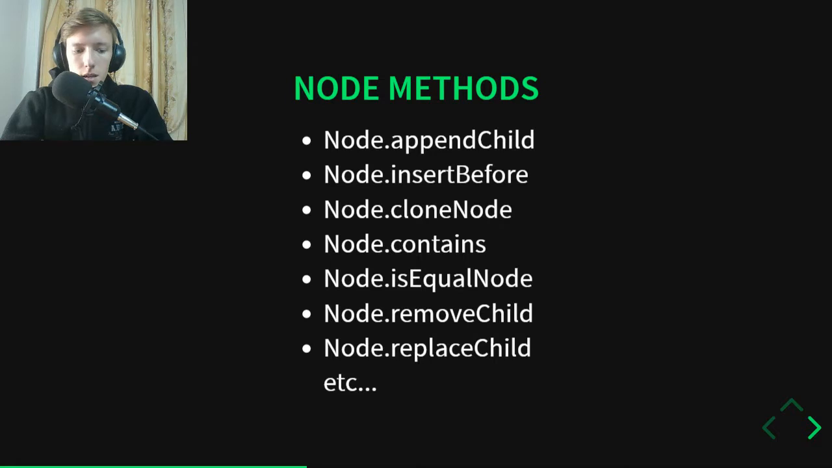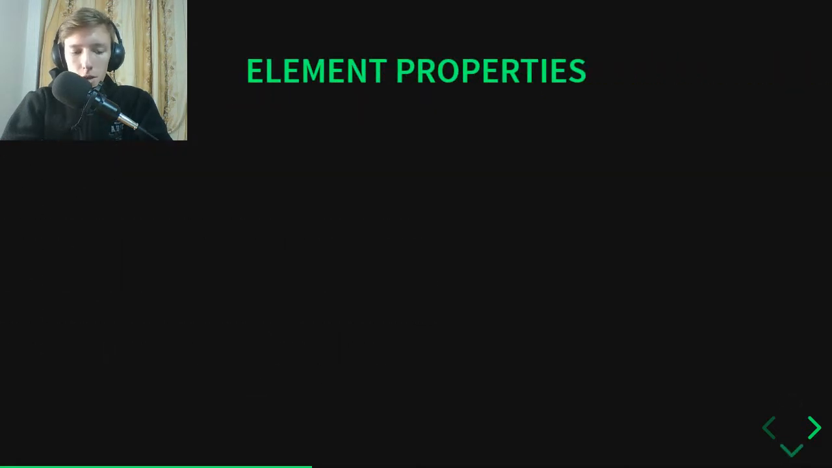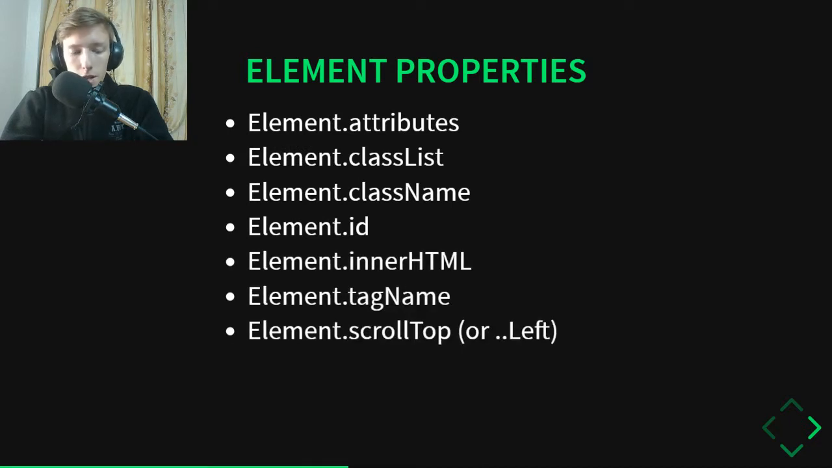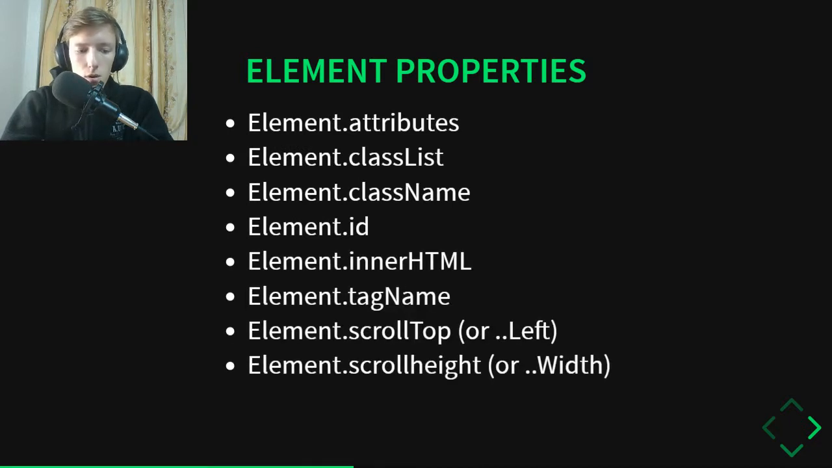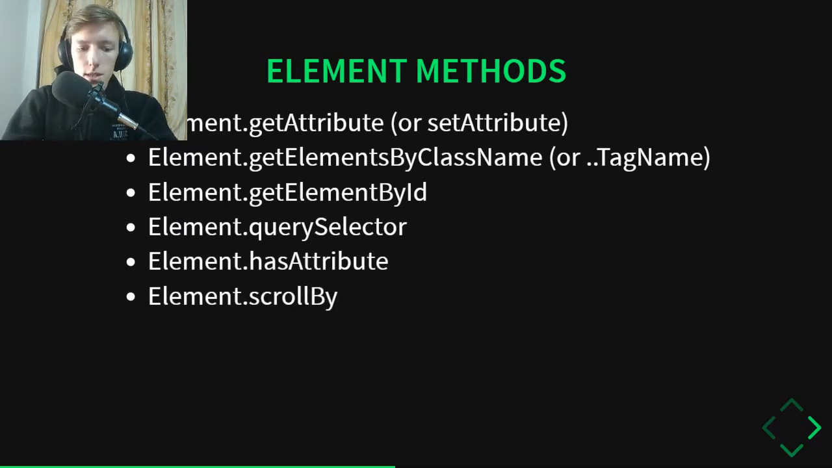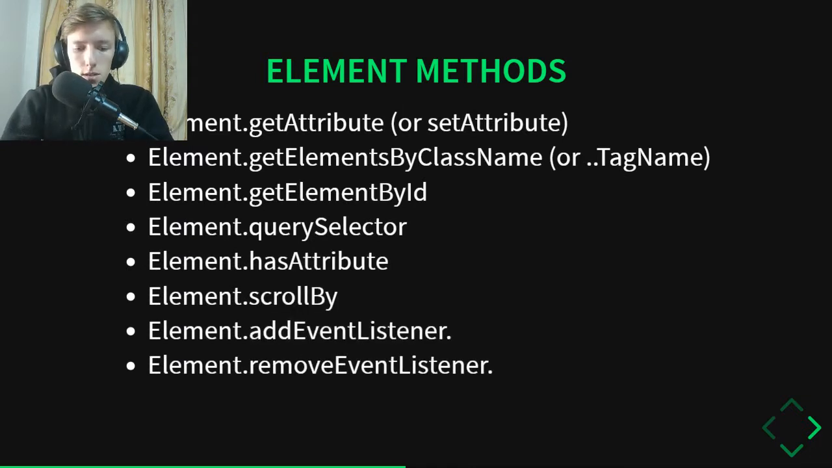Element has its own properties and methods. We can get an object of attributes, a list of classes, ID, or change the content of the specified node using element properties. Element methods include get attribute or set attribute. The first returns the value of the named attribute as an object. The second sets the value of the attribute.